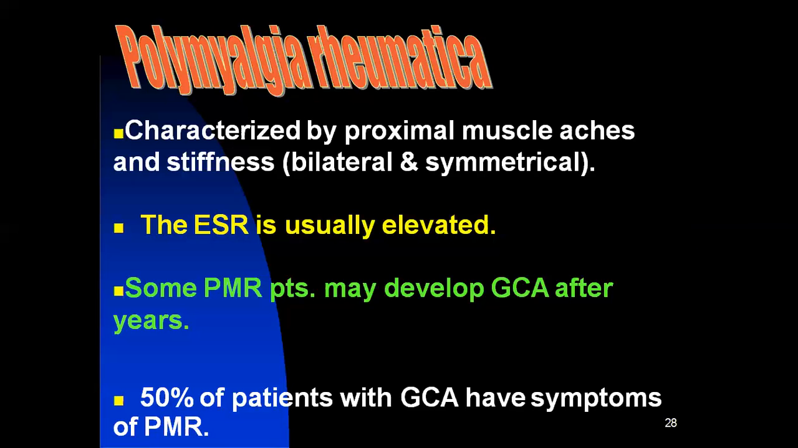some of these polymyalgia rheumatica patients may develop giant cell arteritis after a few years, and 50% of patients with giant cell arteritis have symptoms of polymyalgia rheumatica. So there is a close association between both of these clinical conditions, where you can easily understand that as myalgia is a part of giant cell arteritis, it becomes inevitable for a person suffering from polymyalgia rheumatica to develop giant cell arteritis.